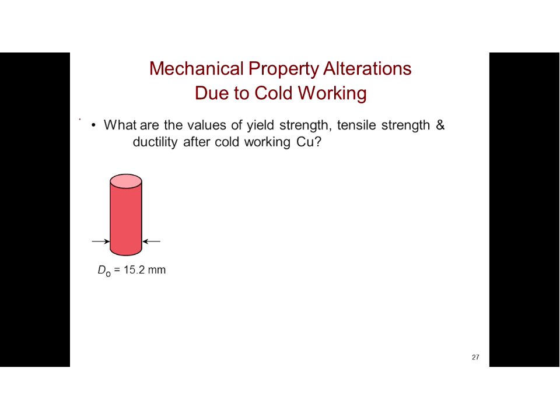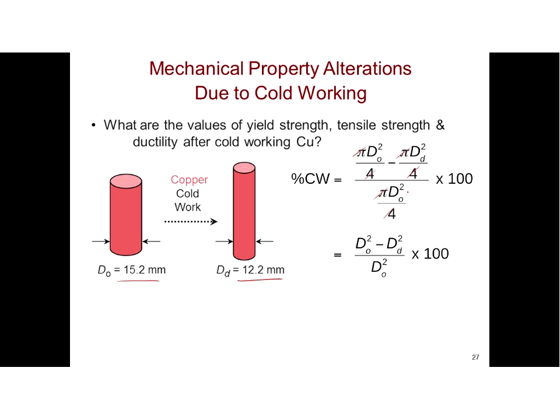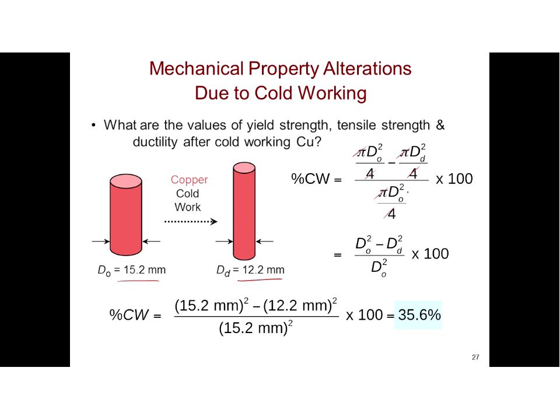Let's take a look at the values of the yield strength, tensile strength, and ductility after cold working this sample of copper. So the sample has an original diameter of 15.2 millimeters. We cold work the copper and reduce its final diameter to 12.2 millimeters. So how much cold work have we done? Well, it's the initial area minus the final area, the cold work area, divided by the initial area, times 100%. And since pi over 4 cancels out, you can actually look at it in terms of just the differences in the squares of the diameters. And when you put that in, you find out that the cold work was 35.6%.